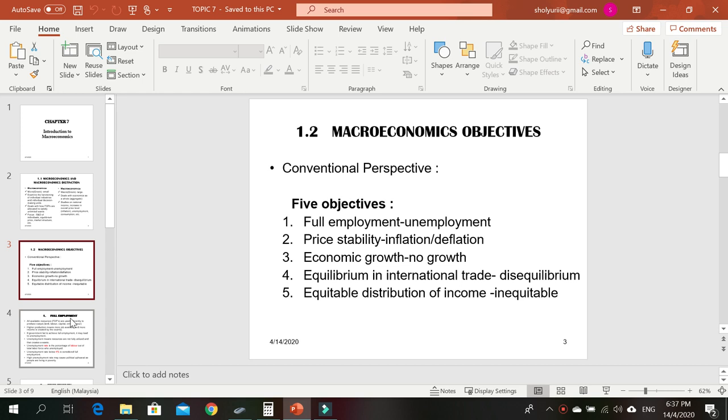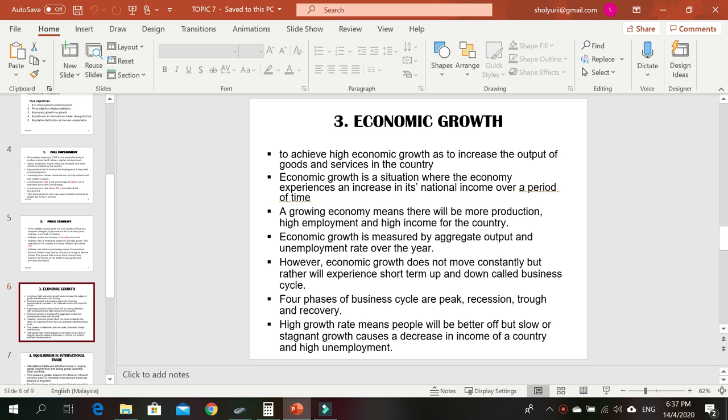Okay, so what about economic growth? To achieve economic growth, a country must increase the level of output. Output ni maksudnya penghasilan good and services within the country. Dia bukan semata-mata boleh diukur dengan jumlah pendapatan negara tersebut.